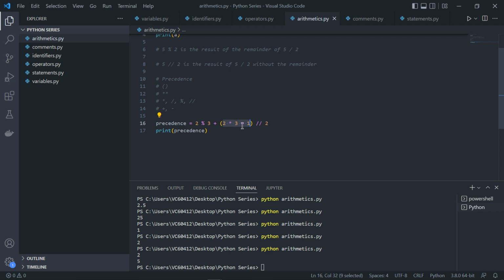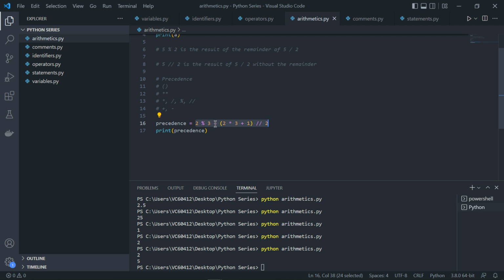Now, the next of the precedence is this guy or this guy, that is modulo or floor division. Anyone can come first. But if they are on the same level, we take it from left to right. That is, we go from here to this place. On the same precedence level, we go from left to right. Now, in this case, 2 modulo 3 is 2. Is that not so? That's 0 remainder 2, right?